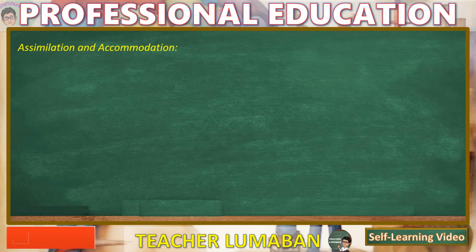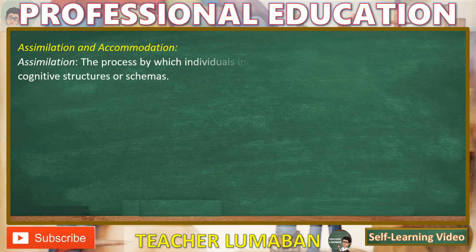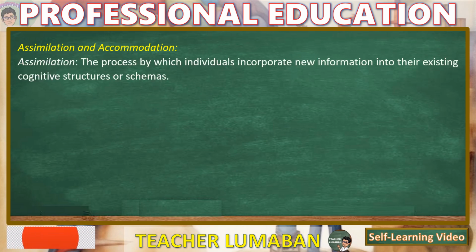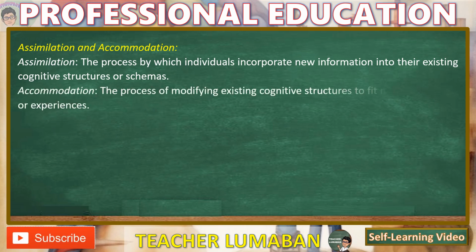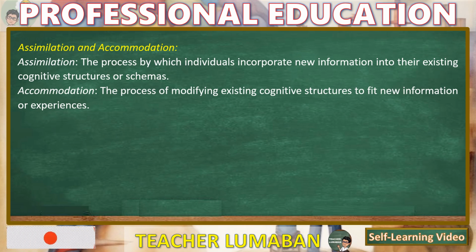Assimilation and accommodation. Assimilation, the process by which individuals incorporate new information into their existing cognitive structures or schemes. Accommodation, the process of modifying existing cognitive structures to fit new information or experiences.